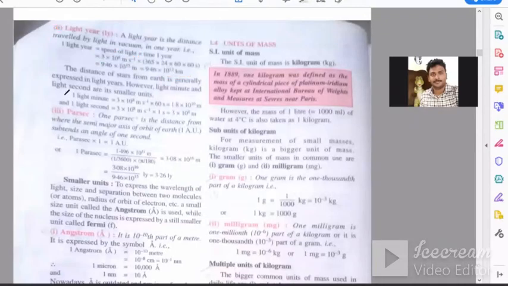Next, we have 1 light minute and 1 light second. Remember that light minute and light second are also units of distance. We are measuring distance by light second and light minute. Now the next one is parsec. Parsec is something new for me.